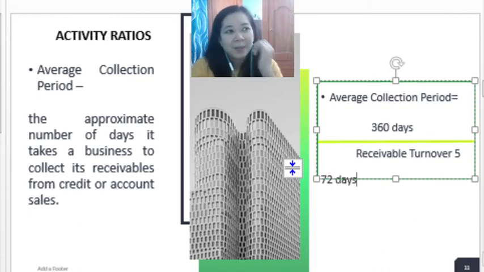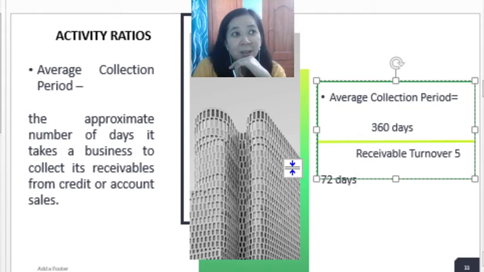Okay, so that's more than 2 months. Meaning to say, the entity will wait for more than 2 months, or to be exact, 72 days before they can collect their receivables. That's how long they have to wait. Therefore, just like what we have discussed in our receivable turnover, the higher the receivable turnover, the better, because there will be a shorter number of days that they will wait to collect their receivables.